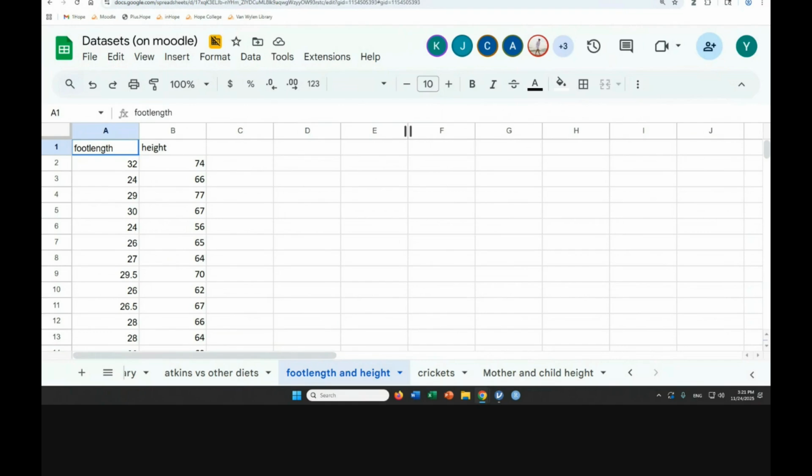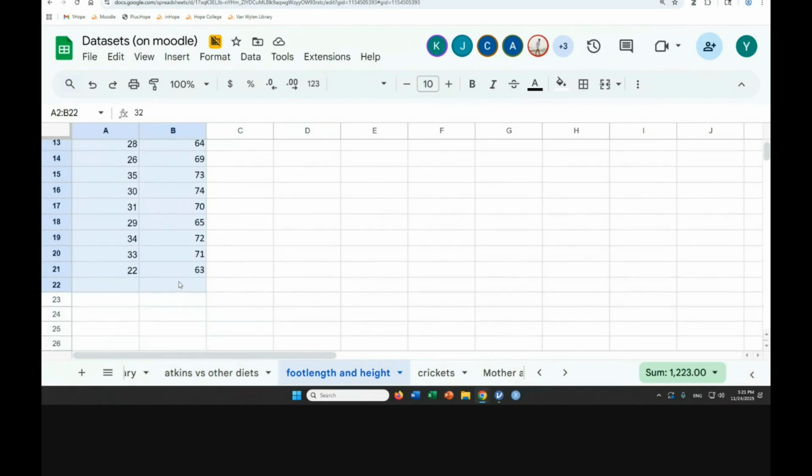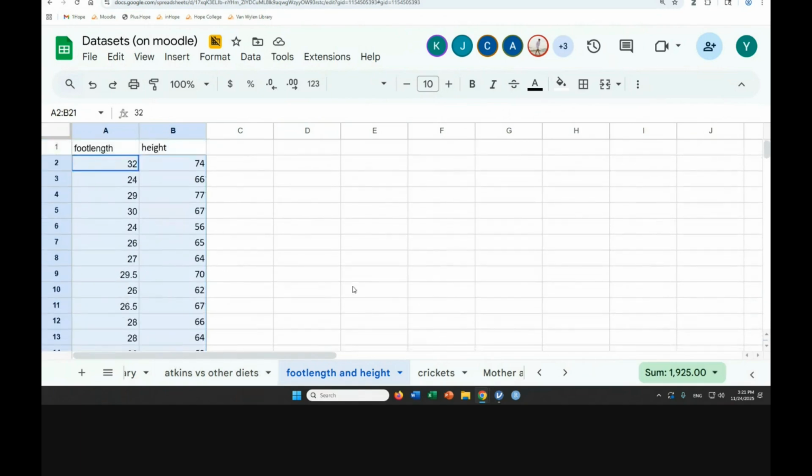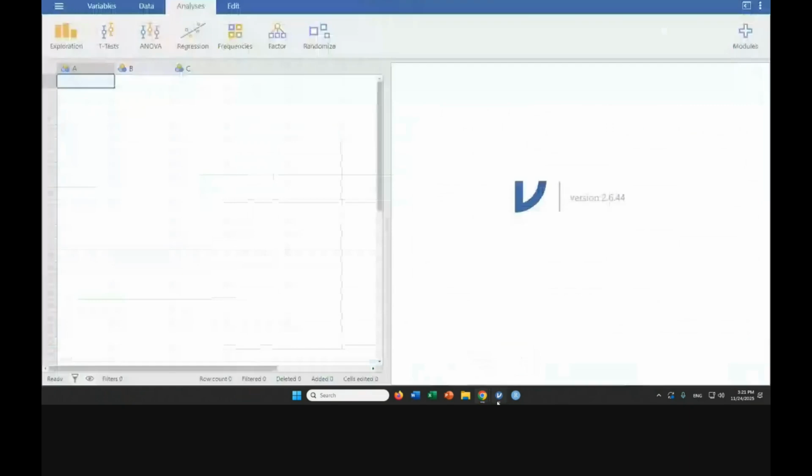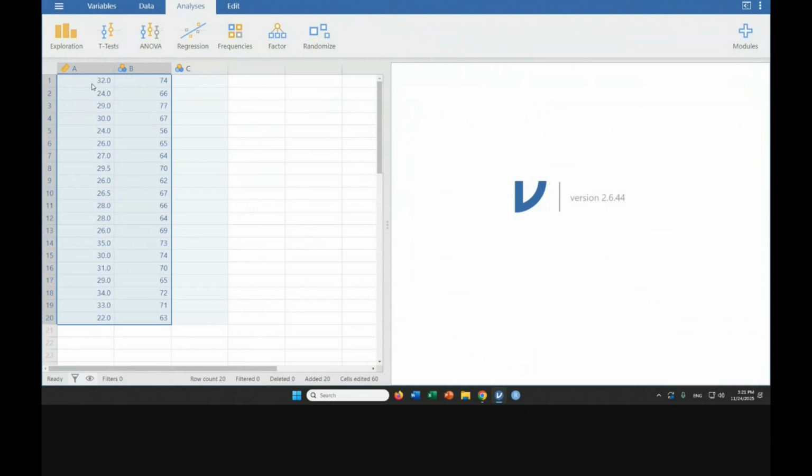Okay, so let's do Jamovi now. Let me show you how this works in Jamovi. So follow what I do. Remember, Jamovi has this thing: do not select the words. Just select the data and you'll thank me later. So go to Jamovi and paste. Okay, go paste the data like that, like what I've done.